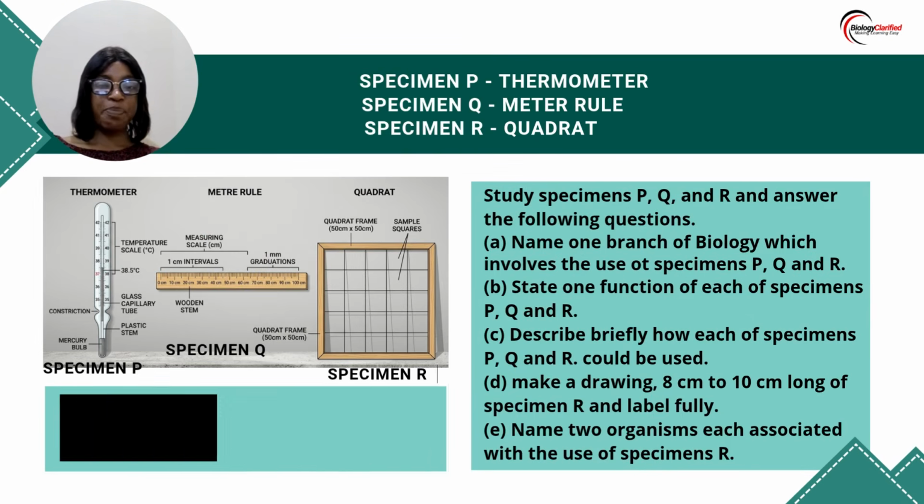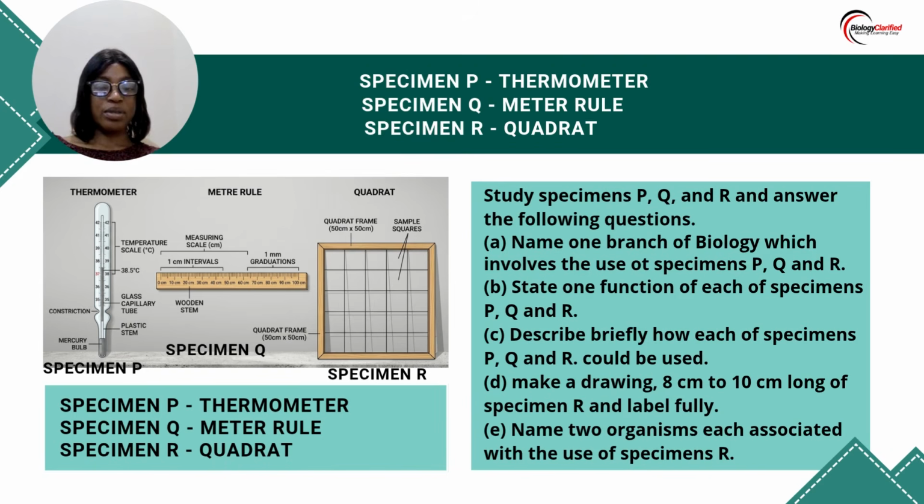So we have specimens P, Q, R: thermometer, meter rule, quadrat. So specimen P is the thermometer, Q is the meter rule, and R is the quadrat. These are questions you can pause to look into. Study specimens P, Q, and R and answer the following questions.